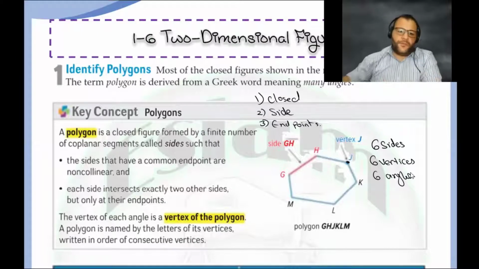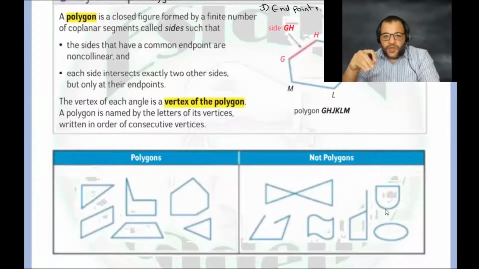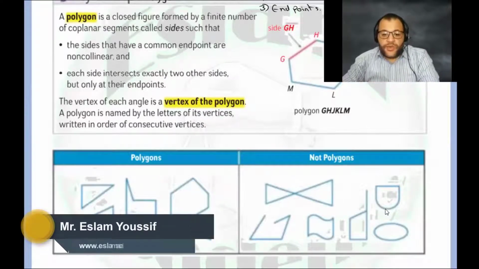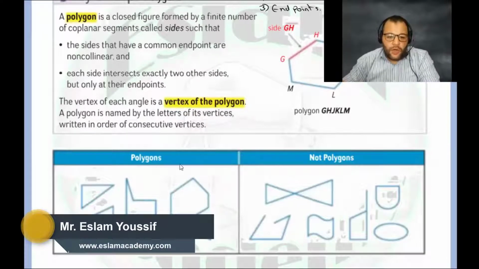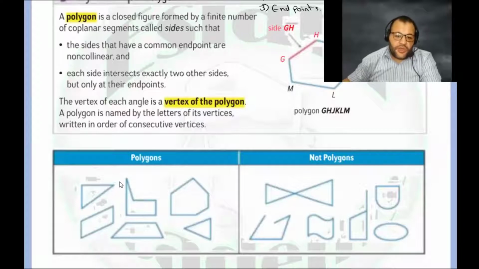Okay. The name of the polygon is defined from the number of its sides, or the number of vertices, or the number of angles. But at first we need to know some shapes of the polygon. All of these shapes are called polygons because all of them are closed, all of them are formed from 3 sides or more, and the intersection is at the end points. So all of these figures on the left are called polygons.